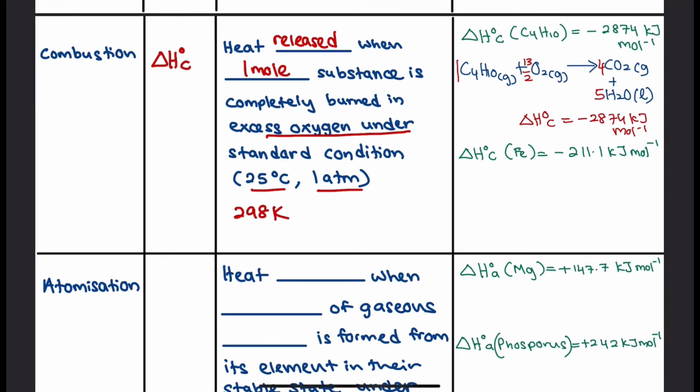Next, let's look at a non-carbon compound example. I have taken iron. So the combustion of iron would be iron added with oxygen to produce iron 3 oxide. Now based on the definition again, we have to maintain 1 mole of iron. Therefore, I'll be multiplying half in front of Fe2O3 and 3/4 in front of oxygen.